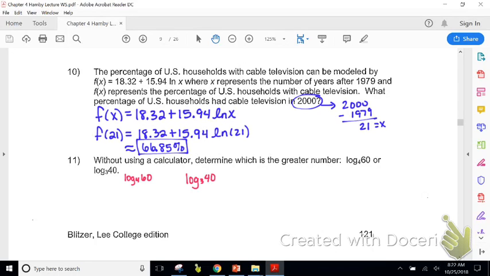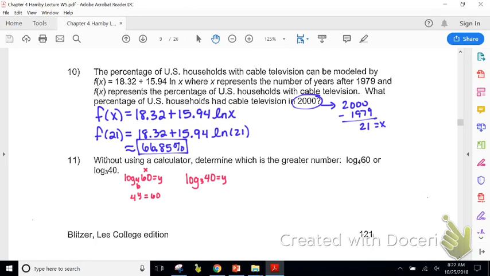So I want to know which one is greater. So I'm going to compare the two. And since we're in log form, log base b of x equals y. So I'm just going to set these both equal to y. And I'm going to estimate what their y is going to be by changing it to exponential. So when I change this one to exponential, there's my b, there's my x. So I have 4 to the y equals 60, right?